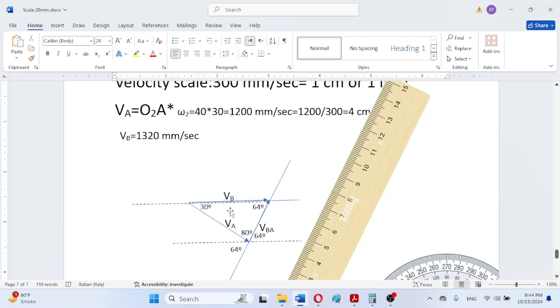You can solve this triangle by the law of sines, because all angles are given and one side length, this VA, is completely known. So this can be solved trigonometrically using the law of sines and cosines, and the results can be verified graphically in this way.